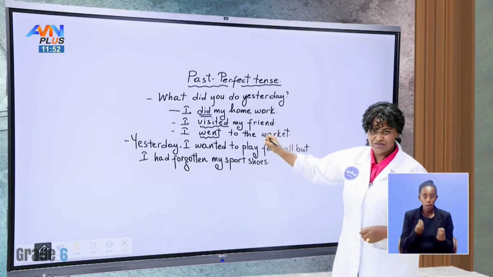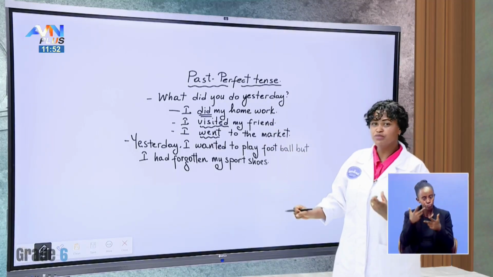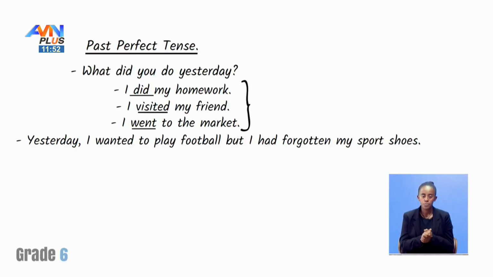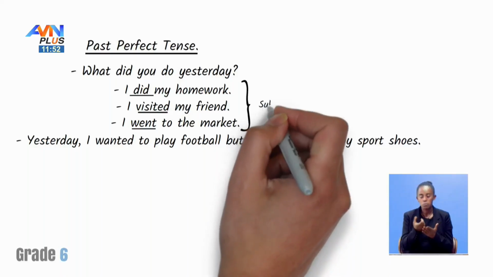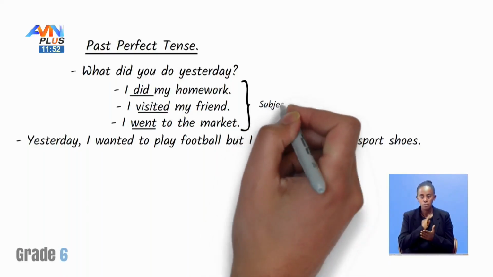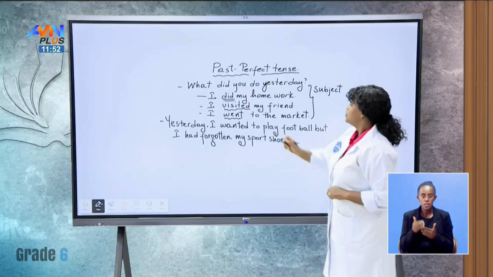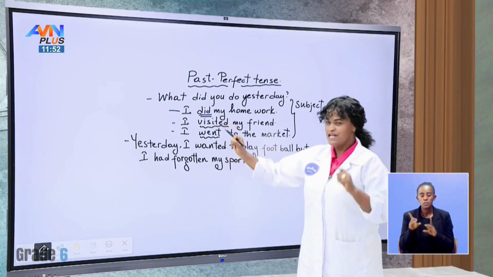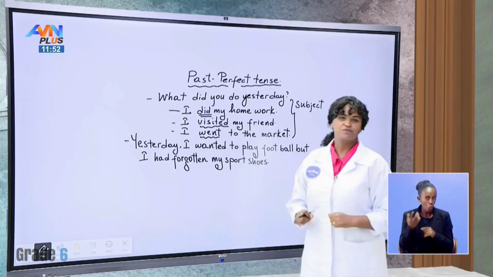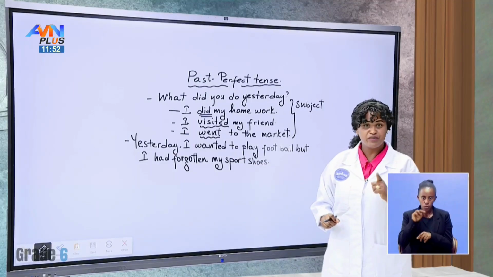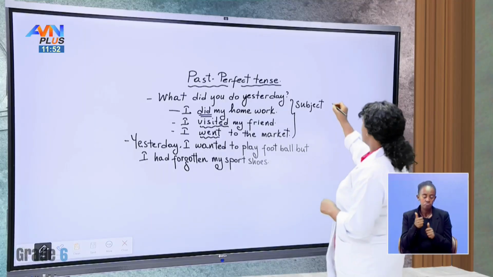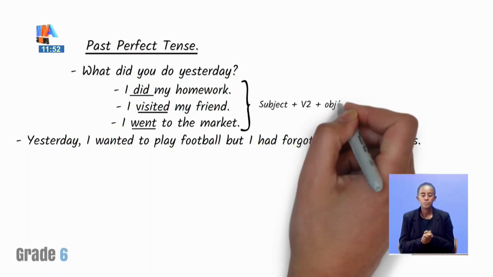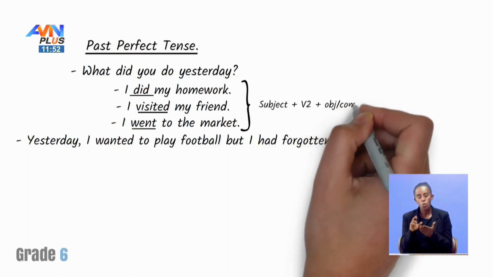When we see these three sentences, what form do we use? Look. I, subject, yes? So we have what? A subject. Then, what kind of verb do we use next to the subject? Did, visited, went. If you say verb 2, perfect. Subject plus verb 2. Then there comes object or complement.